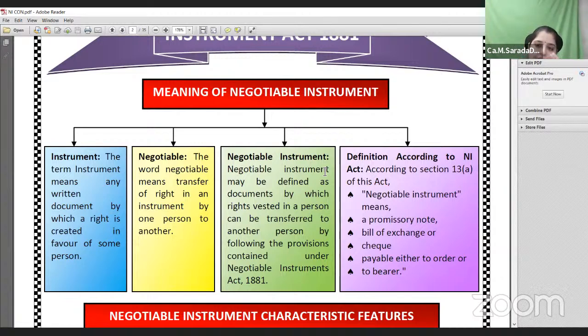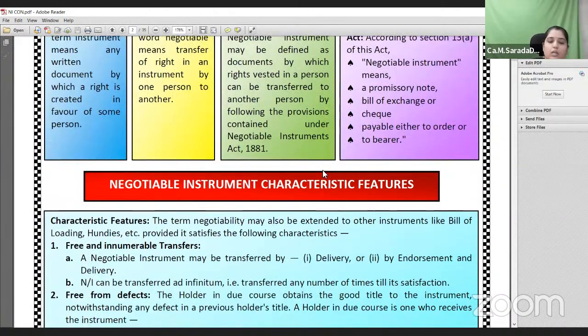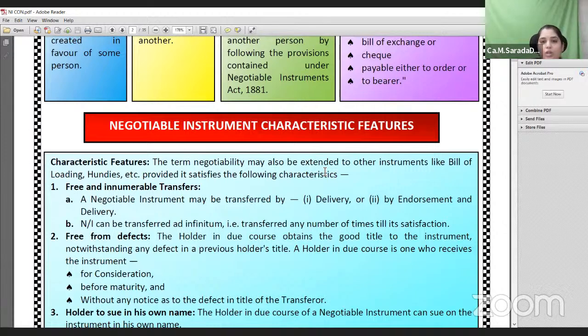Next, last one. What are the things which come under the definition of the NI Act, ma'am? What are the different instruments which fall under the definition of the NI Act? The instruments which fall under the definition of the NI Act are: negotiable instrument here means a promissory note, bill of exchange and cheque, whether payable to order or to the bearer of the instrument. Before entering this, I will tell you in detail the basics of what is a promissory note, what is a bill of exchange, what is a cheque.